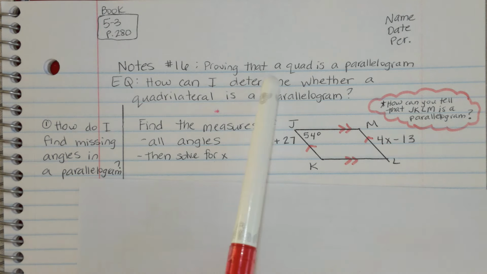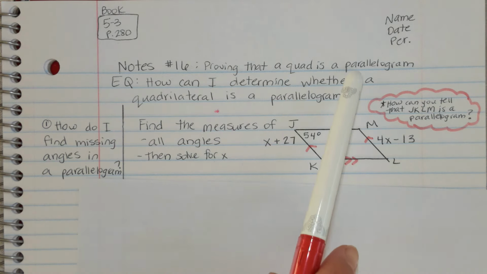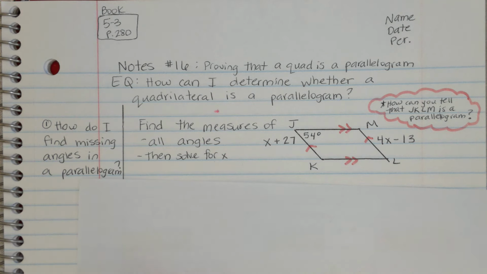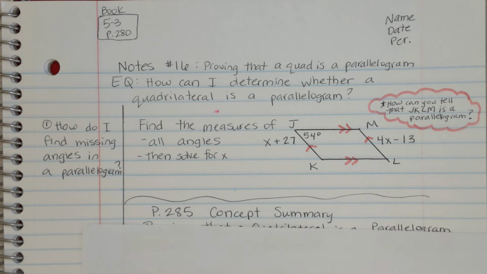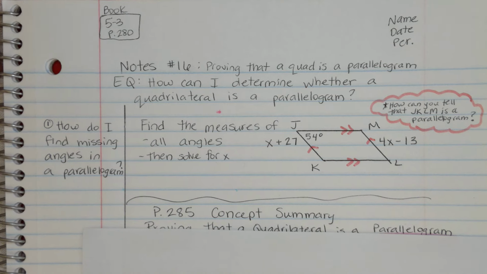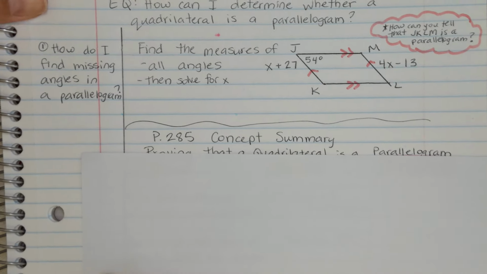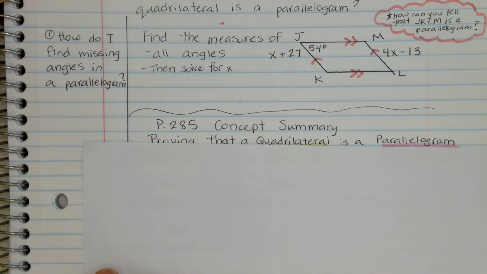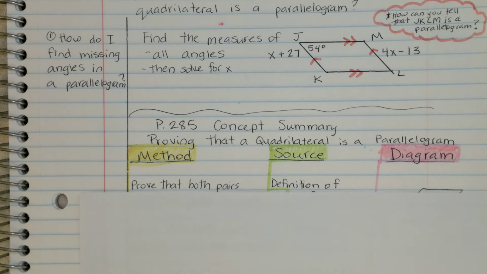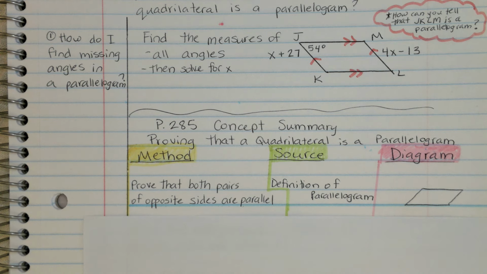This is proving that a quadrilateral is a parallelogram. There are a lot of different reasons why a quadrilateral could be a parallelogram, so we're going to have a chart set up for today's notes. It's based off of the concept summary on page 285, so if you also want to look in your book at page 285, that might help you. Go ahead and set it up like this. This is the first method.